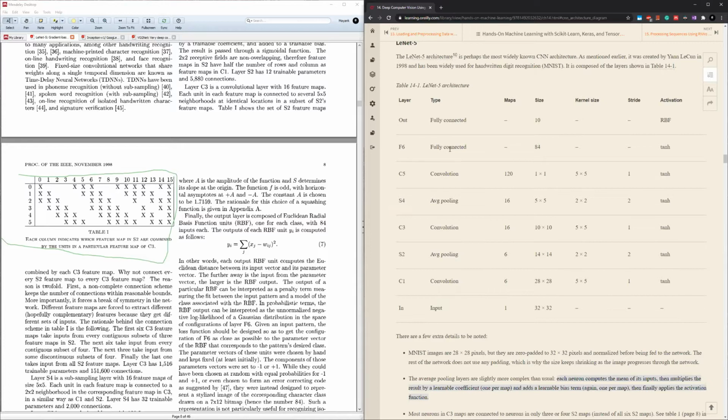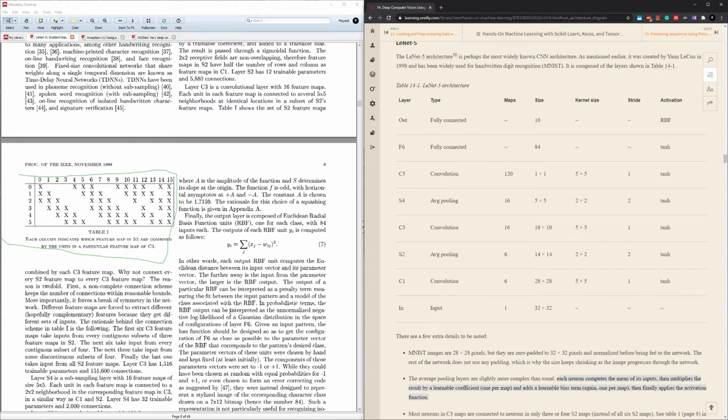And then this is the fully connected layer, which outputs an 84 dimensional vector. And in the end there is an RBF layer that has the size of 10. That's the class probabilities, which computes the Euclidean distance between the input vectors and the parameter vectors which they have given.